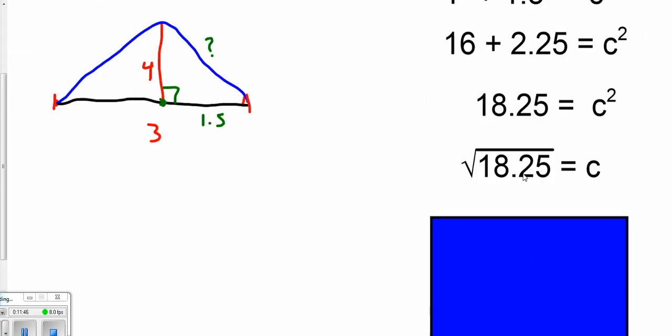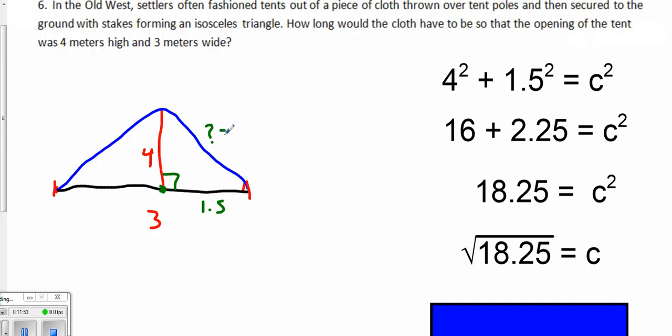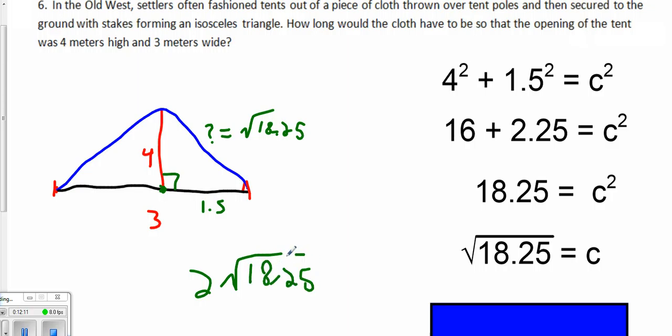Now, we can leave it in that decimal form and say that that's that half over here, and then say if this is just 1/2, the square root of 18.25, then the whole length would be 2 square roots of 18.25. How do we know? Well, because we'd have 1 over here and 1 over here. So 2 square roots of 18.25 would be our whole length across of the tent.